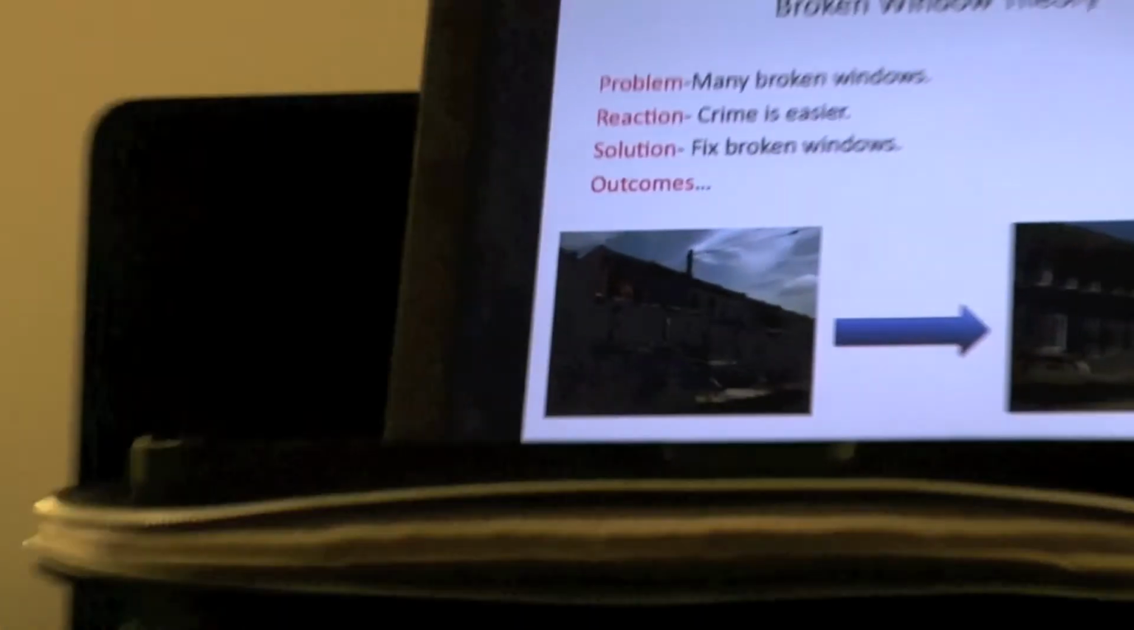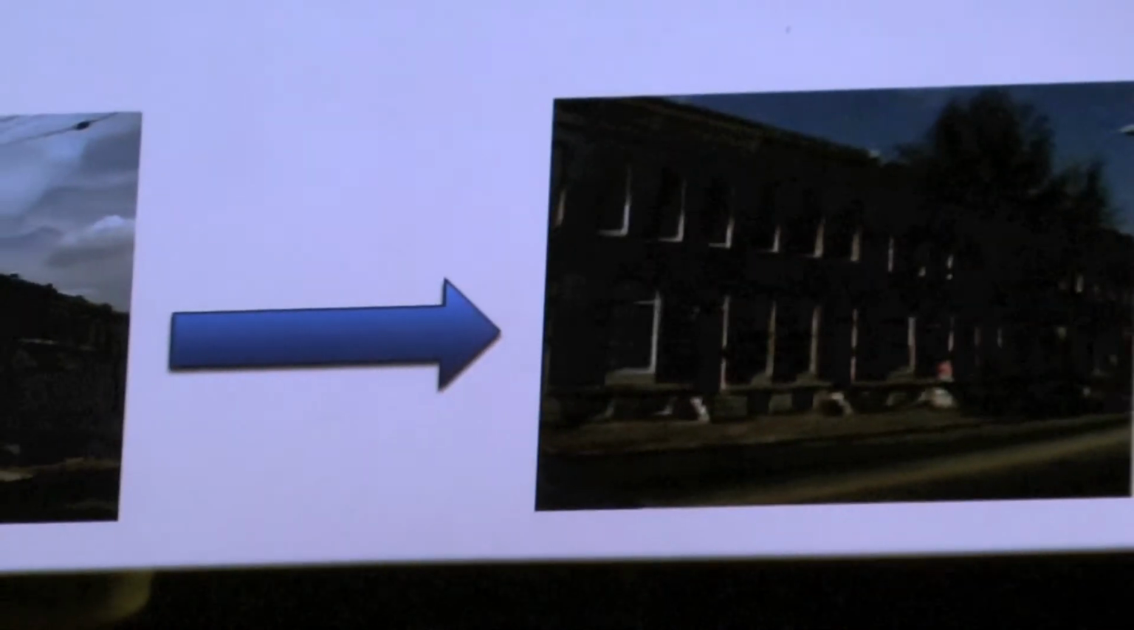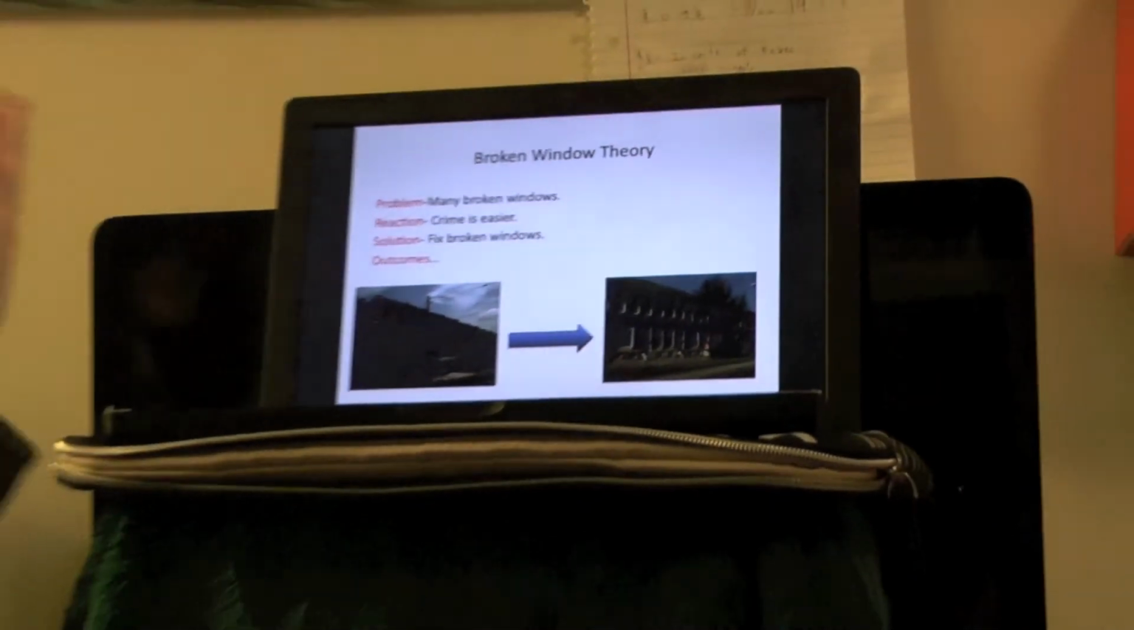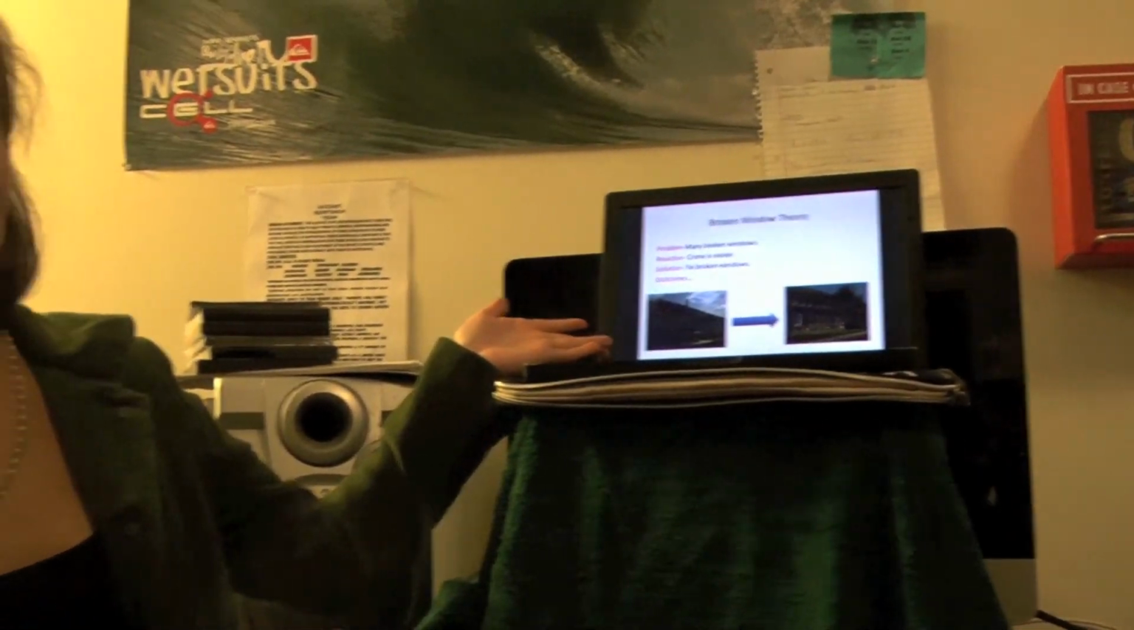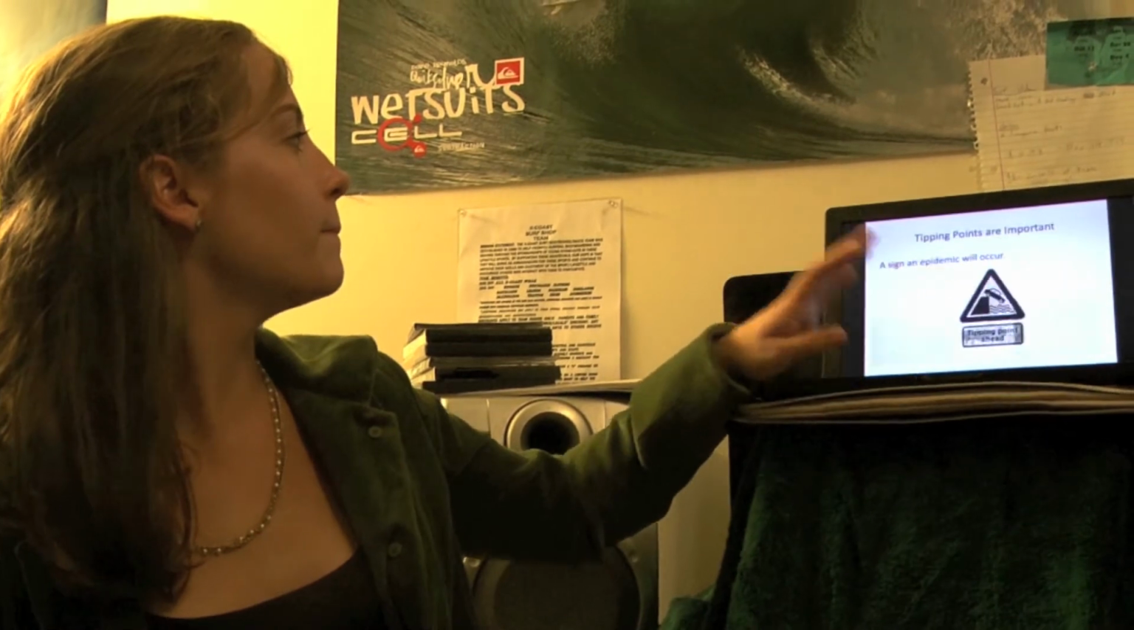And this example actually comes from the Dollar House program in Baltimore City. These houses were purchased for $1, and then they were turned into row homes that people could actually live in and weren't like drug dens for people, and the new houses have a lot less crime. Tipping points are important. They're a sign that epidemics will occur.